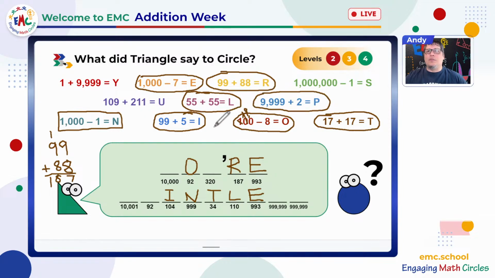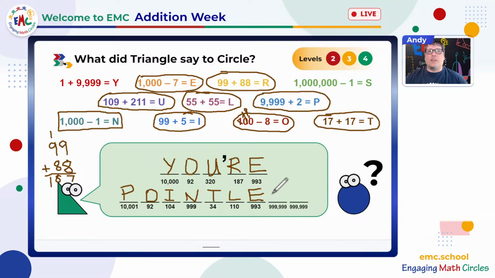9,999 plus 2. That's going to be 10,001. We got a P at the first letter here. U. 11 plus 9 is 20. But 320 for U. And of course I missed a second O down here. Another 92 there. 2 left. It's a Y and an S. I think you know where they go.